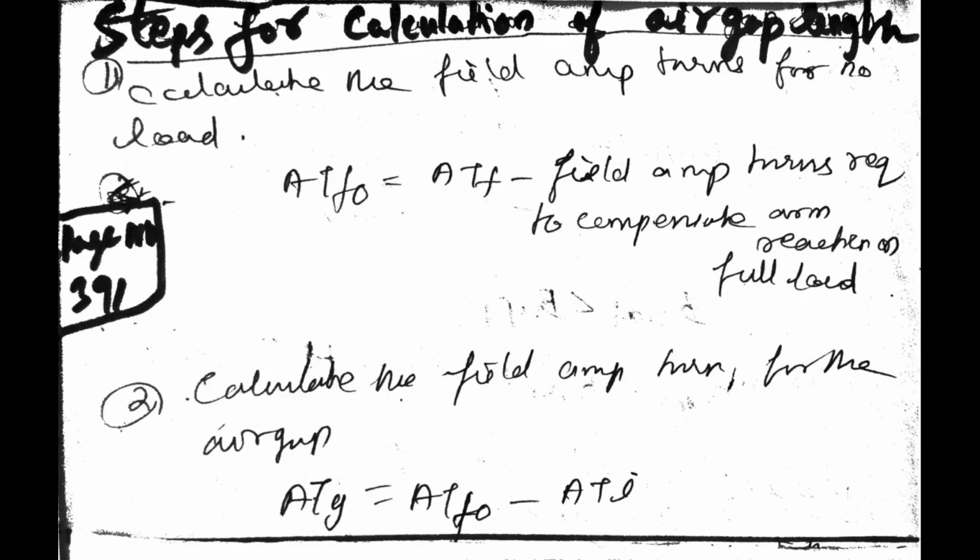Good morning to all. Electrical Machine Design (EMD), topic: steps for calculation of air gap length. First, calculate the field ampere turns for no load. ATF0 is equal to ATF minus the field ampere turns required to compensate armature reaction at full load. Second step, calculate the field ampere turns for the air gap. ATG is equal to ATF0 minus ATI.